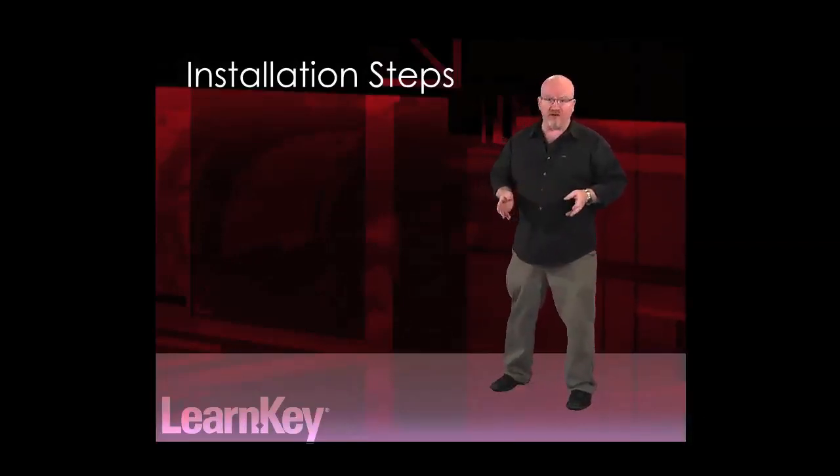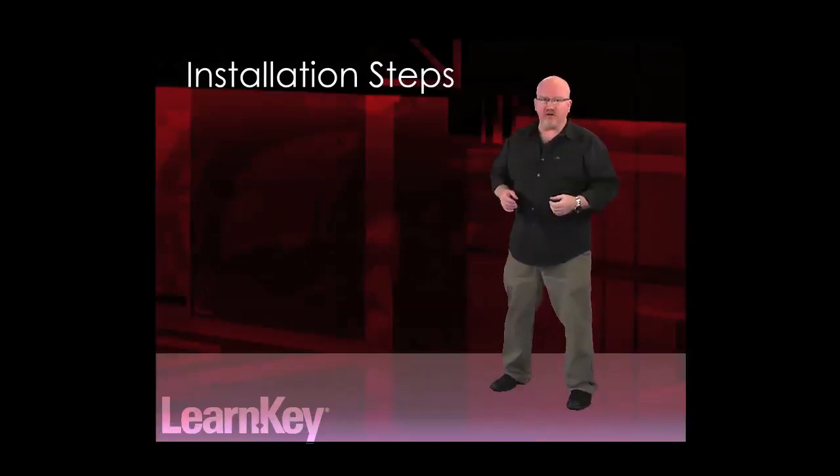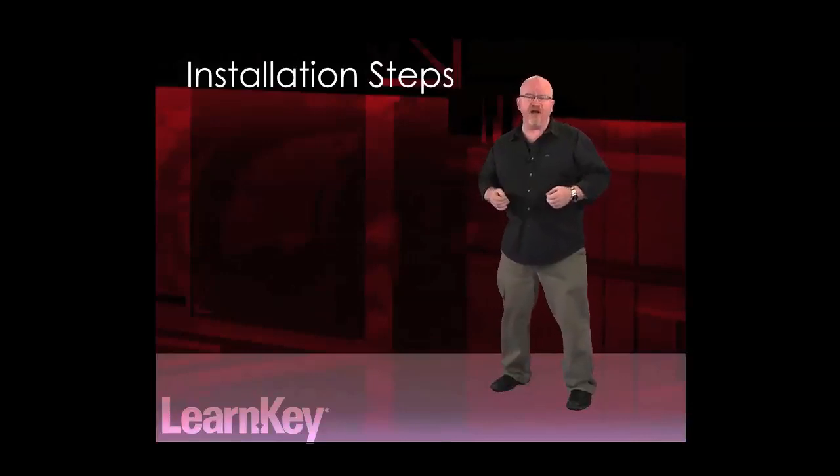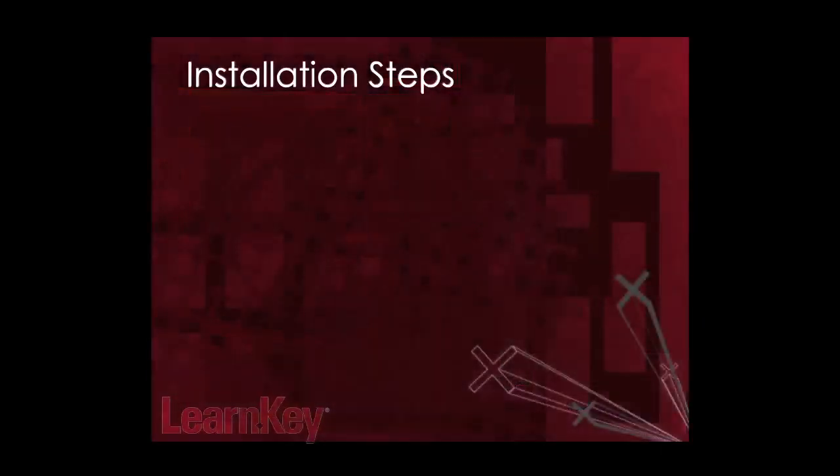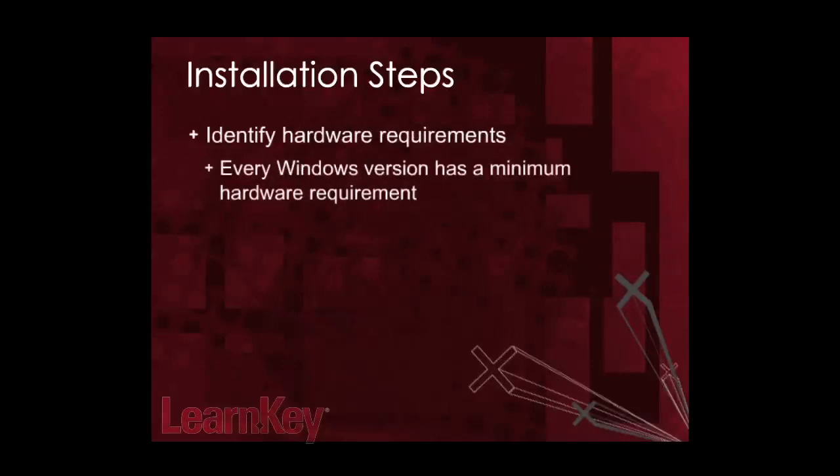What they're more interested in, and I agree completely, are the steps necessary before you install and after the installation takes place. So what CompTIA has done is they've created 9 discrete steps in the installation process. Now what I want to do is run through these really, really quick. First of all, there's identify hardware requirements. Every version of Windows has a minimum hardware requirement in order to install that version of Windows on it. You need to know them.